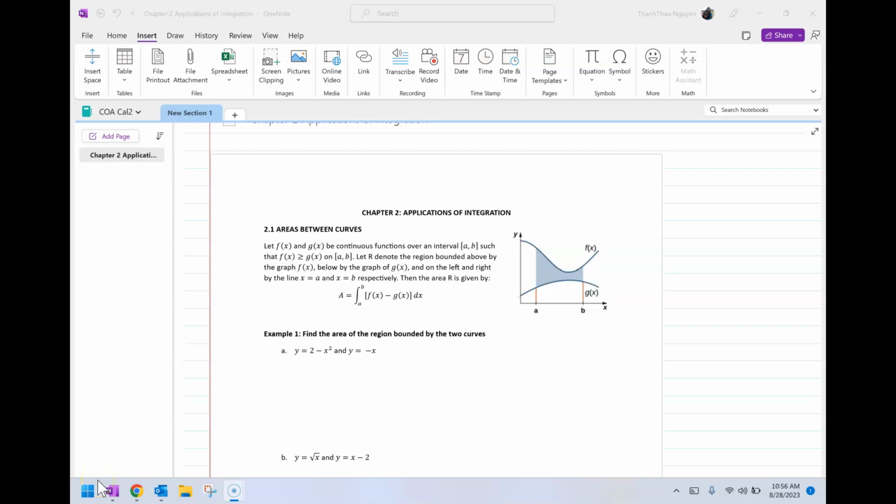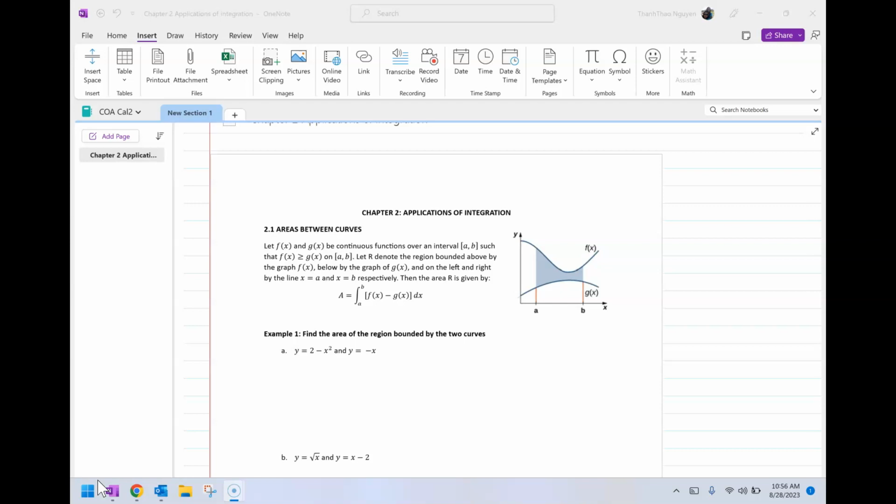Previously in Calculus 1, we developed the concept of the definite integral to calculate the area below the curve on a given interval. So in this chapter, we will expand that idea to calculate the area of a more complex region. We start by finding the area between the two curves that are functions in terms of x.